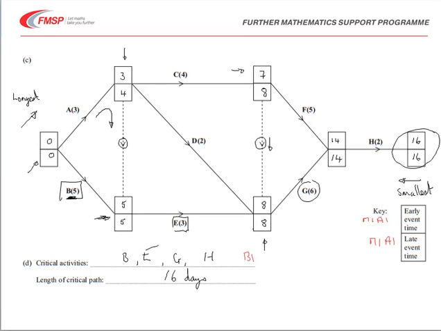A B1 mark, so simply a statement mark, no method there, and a B1 for the length of the critical path. That would follow through from any errors. So if you'd made an error in the diagram up here, perhaps got 17 rather than 16, you would be given that mark regardless.